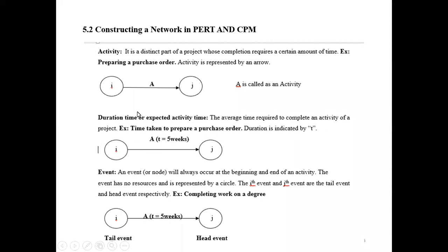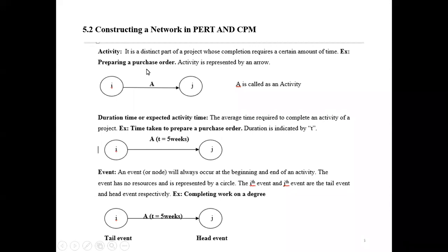Then we have to indicate the duration of time, or the expected activity time. That means the average time required to complete an activity of a project. For example, the time taken to prepare a purchase order. The duration is indicated by a small t, that means time. So maybe 5 weeks, according to this activity.